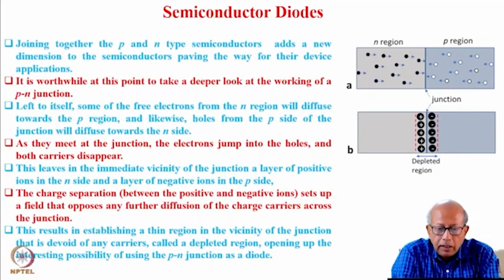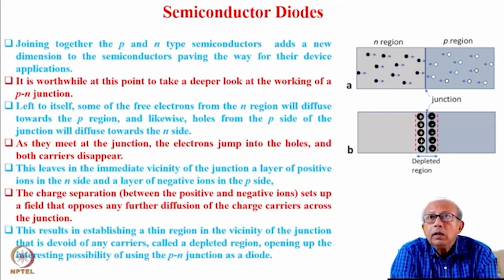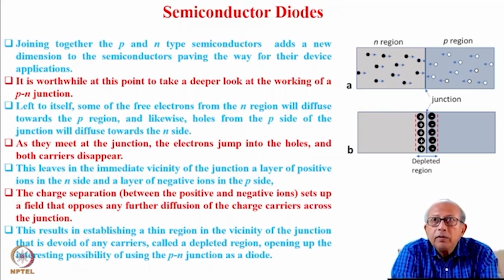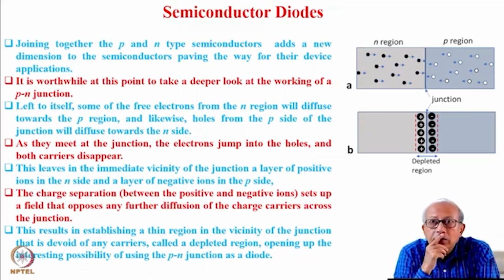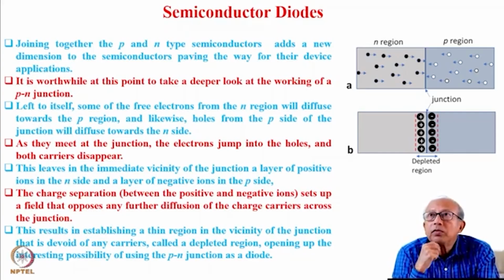So in the previous class, we have studied what is an intrinsic semiconductor, how the conduction of an intrinsic semiconductor can arise as a result of motion of electrons in the conduction band as well as motion of holes in the valence band.